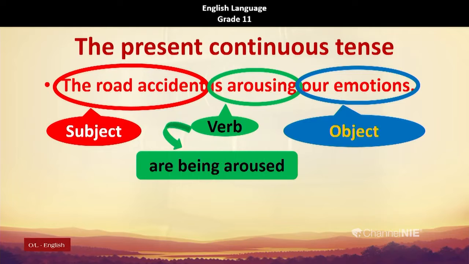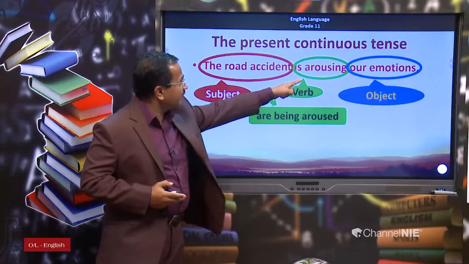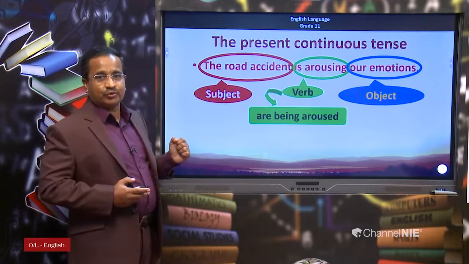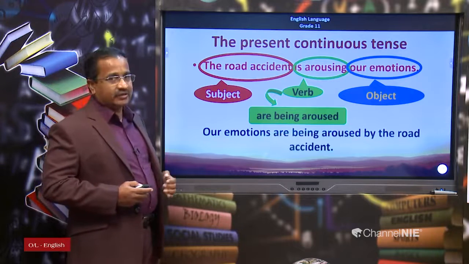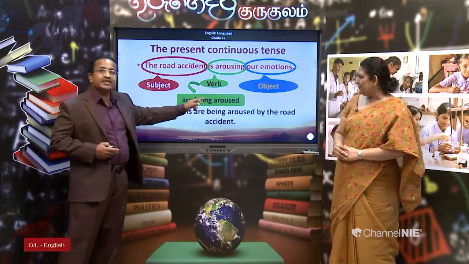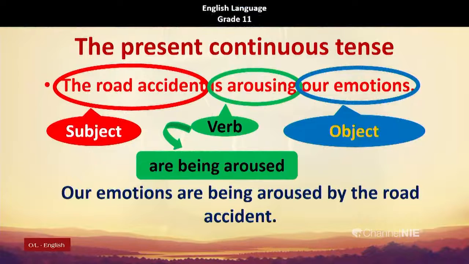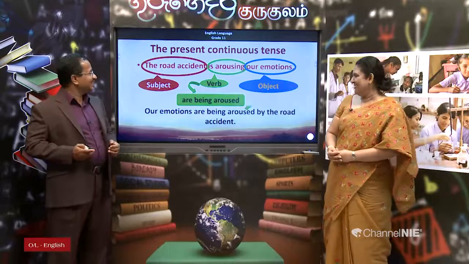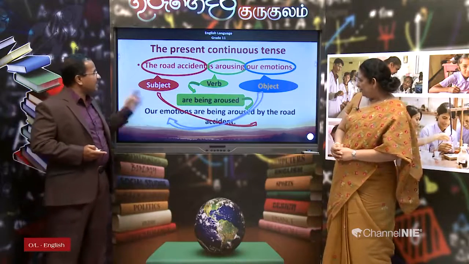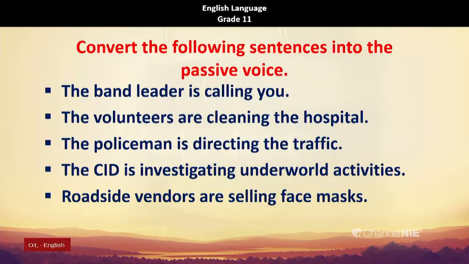Our emotions, since it is a plural noun, we have to use from is being aroused, am being aroused, are being aroused. Out of these three, we have to use are being aroused because our emotions is a plural noun and we have to use a plural verb. How can we convert it? Our emotions are being aroused by the road accident. Okay, children. So, here we use B-E-I-N-G, being, not B-E-E-N, been. Don't misunderstand. This is B-E-I-N-G, being. They can remember, for ing form you use being. Quite simple. Okay. So, the subject becomes the agent, it goes to the end of the sentence, and the object becomes the subject of the passive voice sentence. Quite simple.